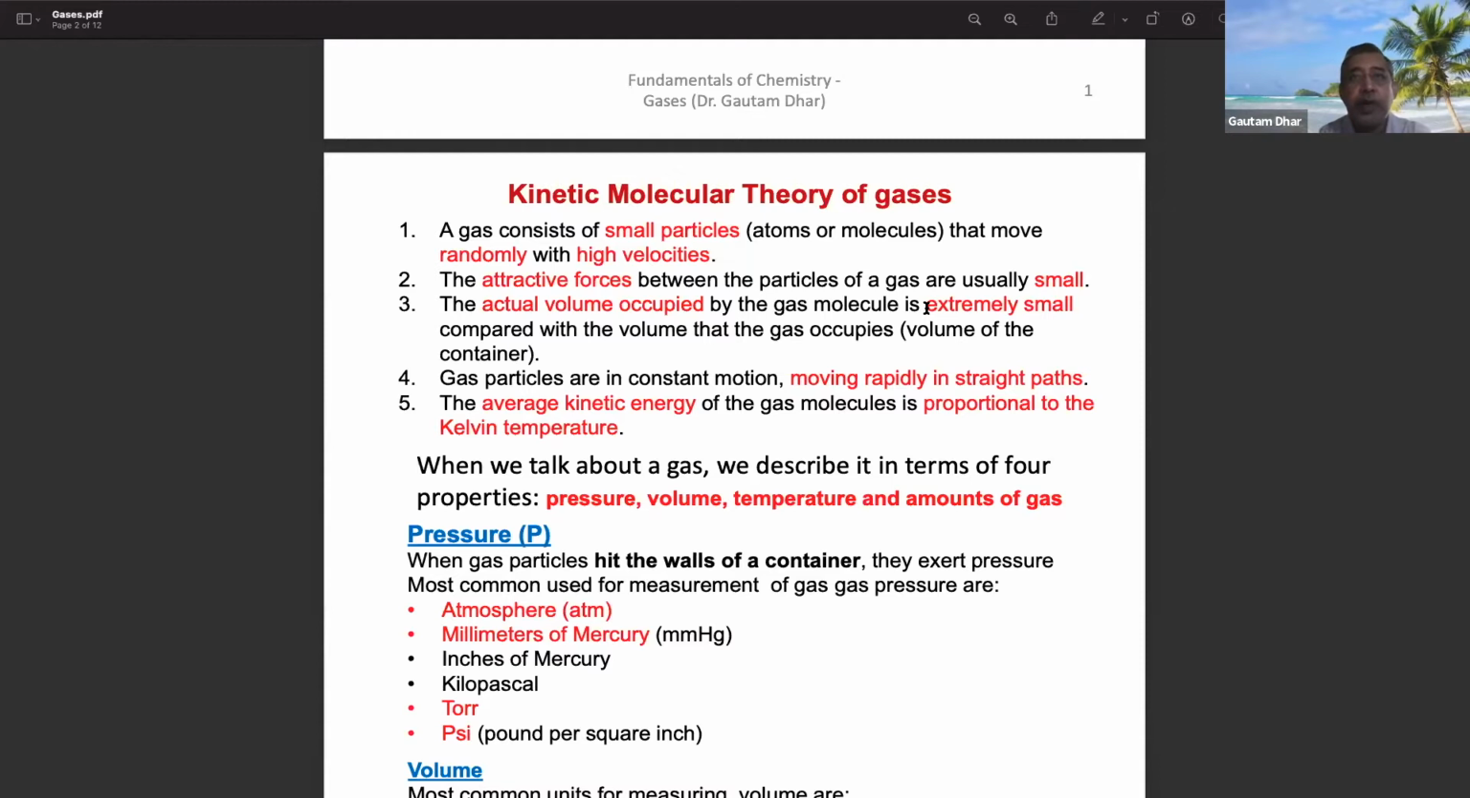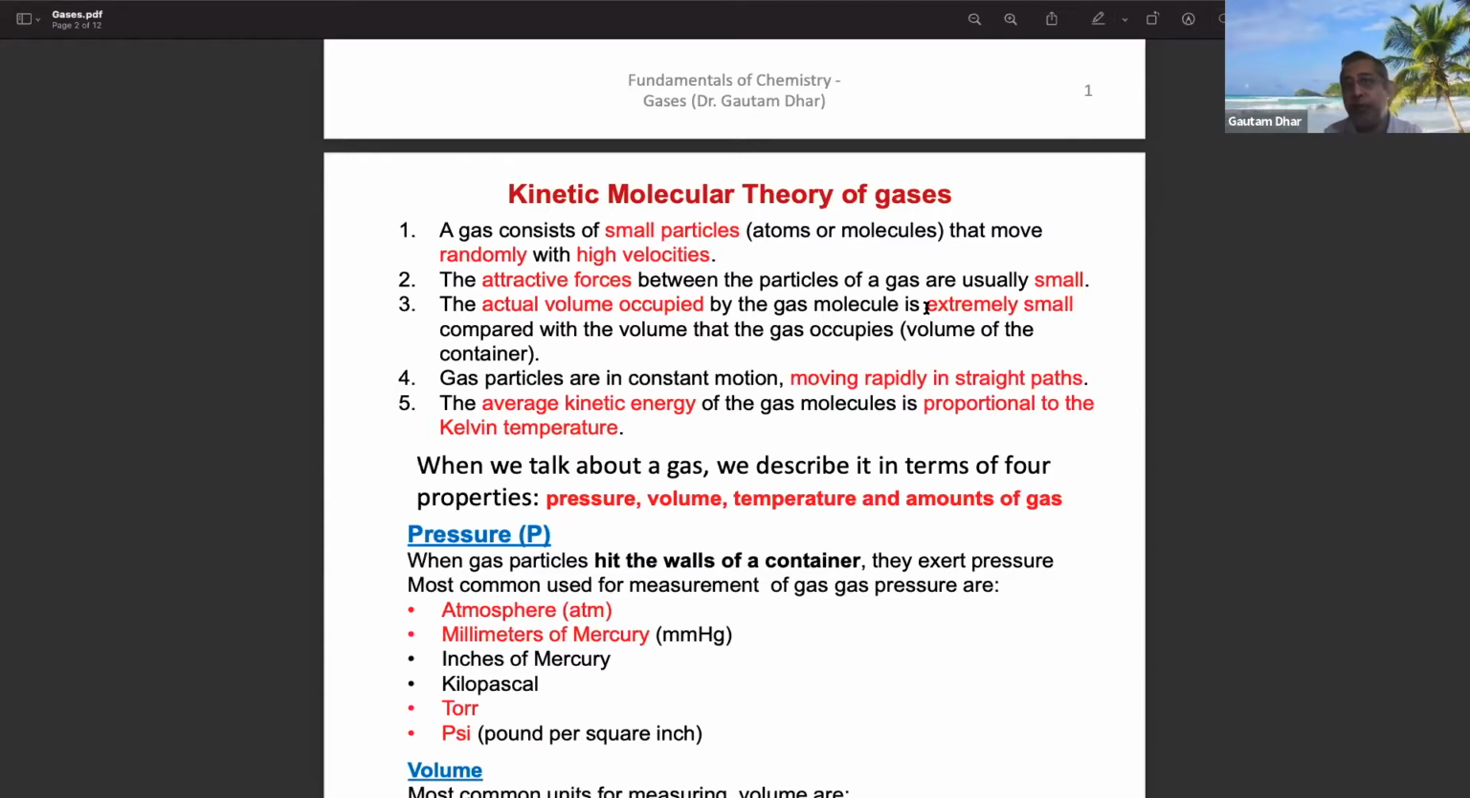So when you talk about a gas, we describe it in terms of four properties or parameters: pressure, volume, temperature, and amount of gas, and they are interrelated. So if I just tell you volume and do not tell you what pressure it is at, it means nothing, because I can apply greater pressure and reduce the volume, and then whatever I told you is wrong. So when you describe a gas, you have to describe it in terms of all these four properties.